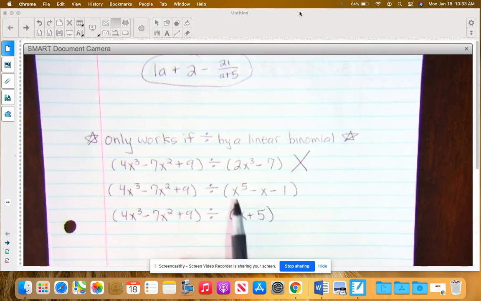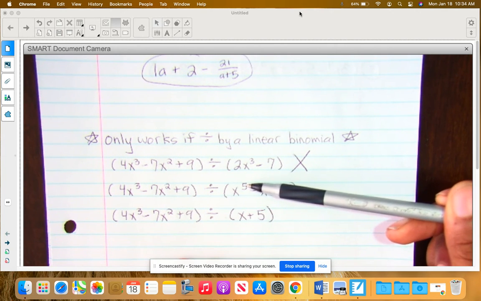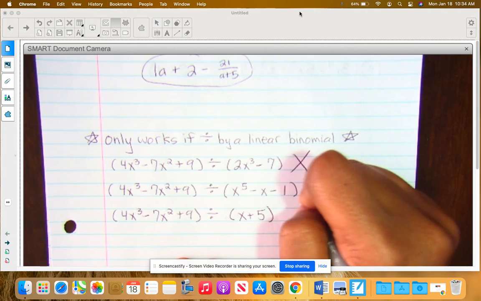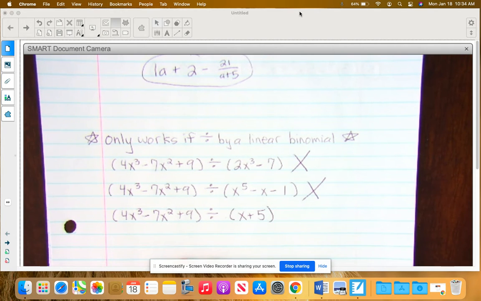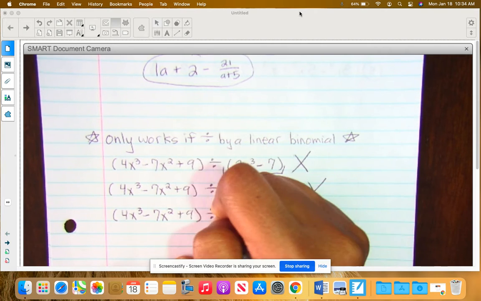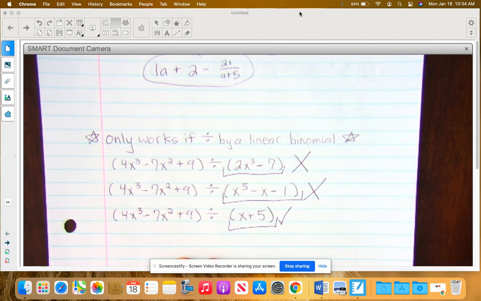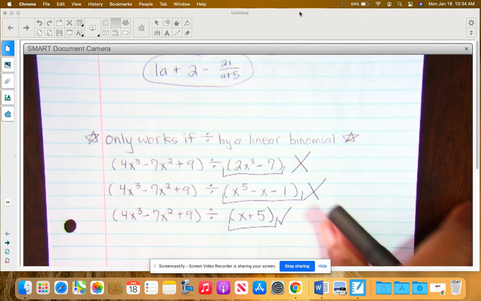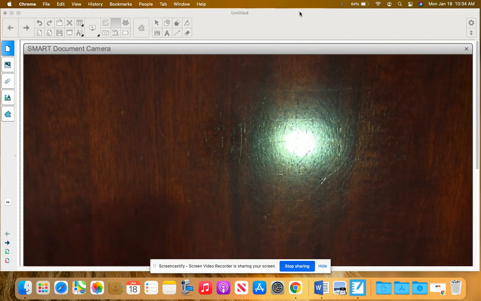Number 2, 1, 2, 3. That's a trinomial, and this is x to the 5th power. So I couldn't do synthetic division. I would have to do long division. This last one is a binomial. My highest exponent is 1, so I would be able to do synthetic division with that. So synthetic division only works if what you're dividing by, so this term, this term, this term, is a linear binomial. So let's definitely do some more synthetic division problems.